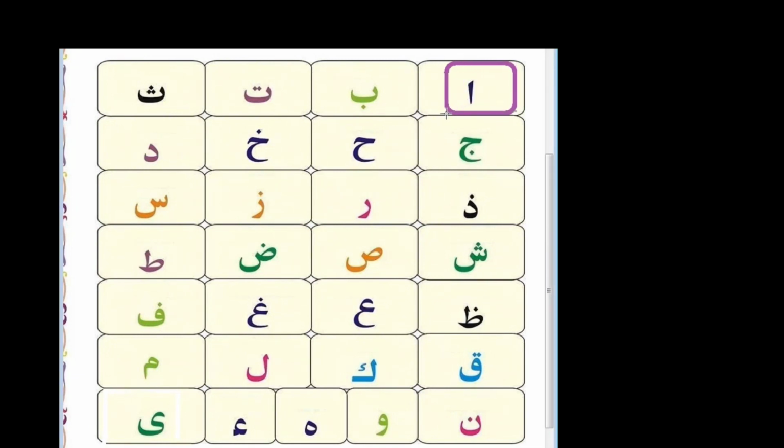What letter is it? Alif. Good. Then this one. Ba. What did I tell you? How do we call it? Ba. Yes. Say again. Ba. Good.